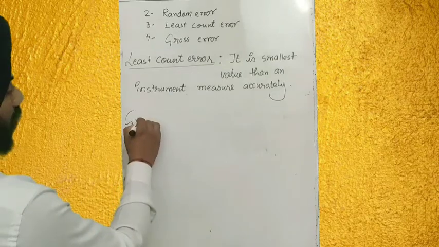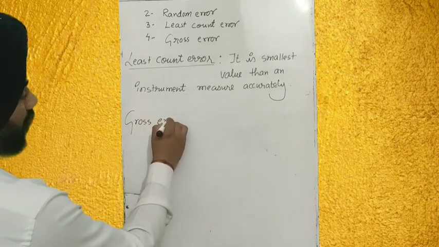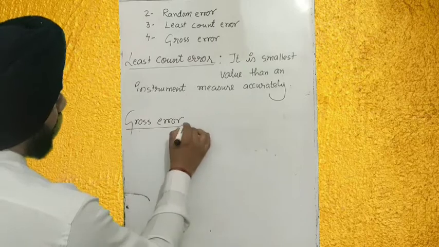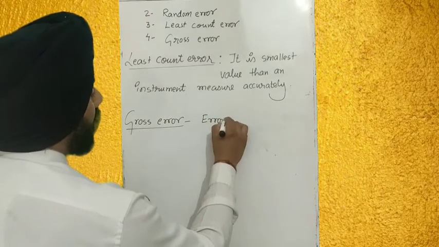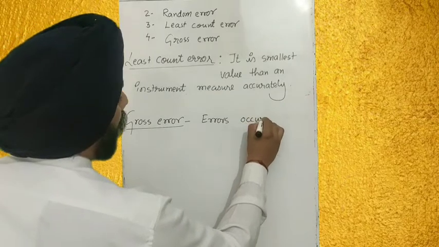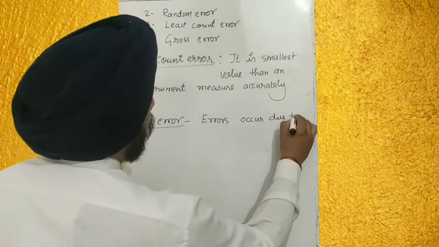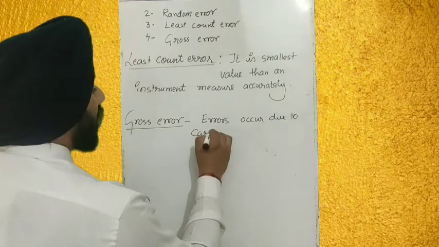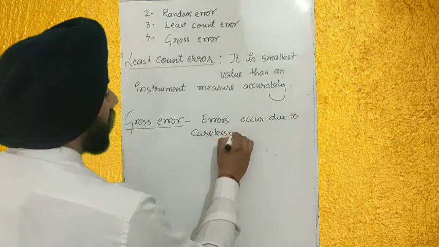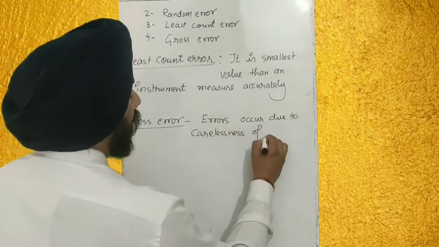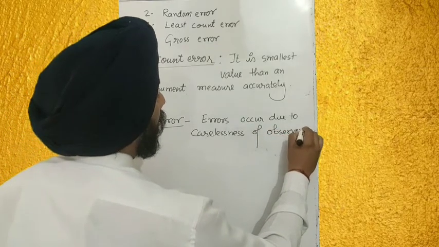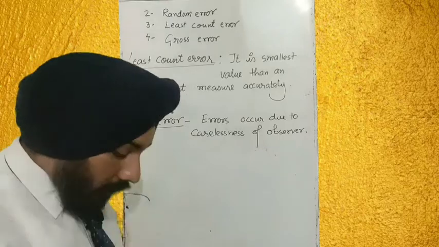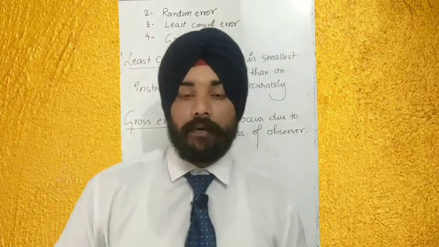Now what is the gross error? What is the gross error? Errors that occur due to carelessness of the observer. Okay, let me explain with an example.